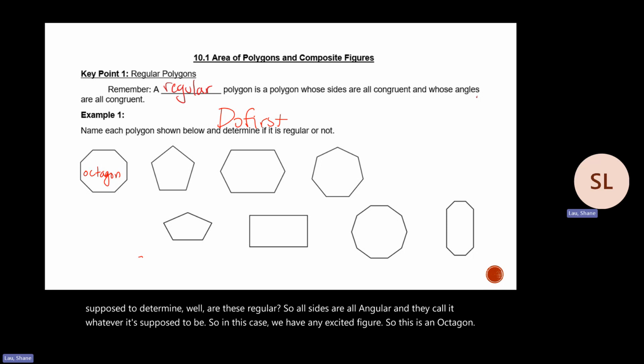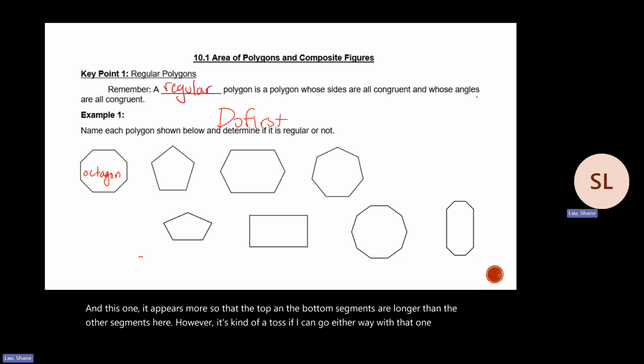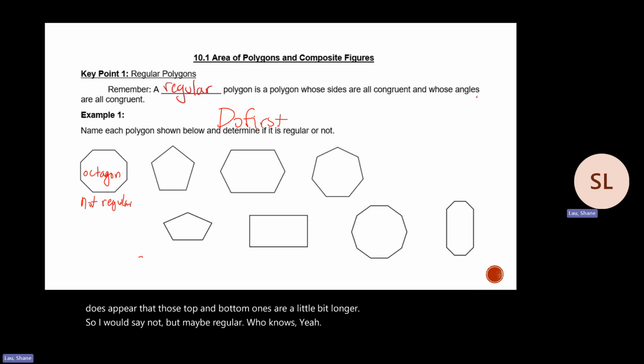And this one, it appears more so that the top and the bottom segments are longer than the other segments here. However, it's kind of a toss-up. I can go either way with that one. But it does appear that those top and the bottom are a little bit longer. So I would say not, but maybe regular. Who knows? Okay. And it is just kind of based off visualization. And it's possibly regular, not regular.